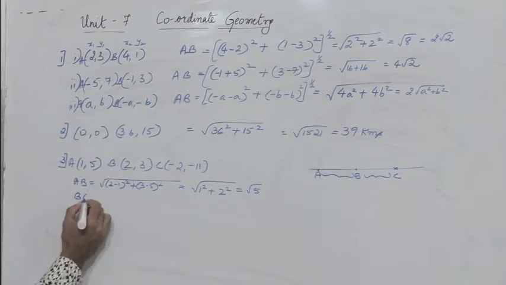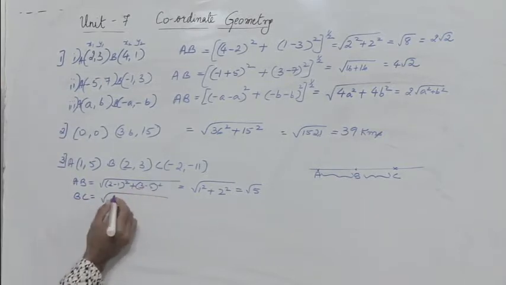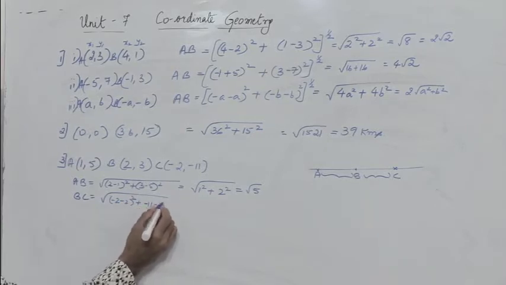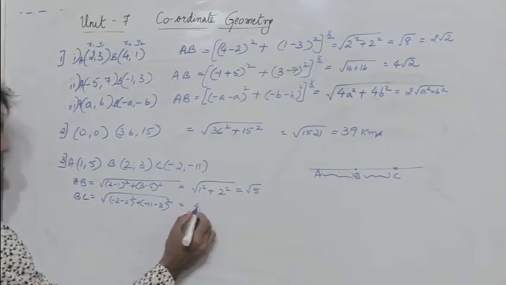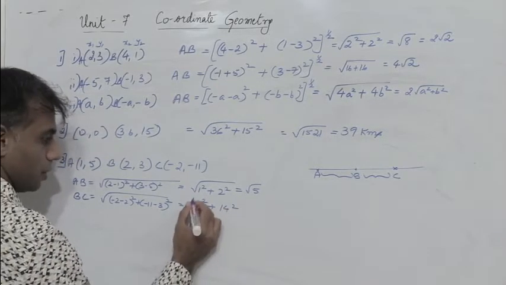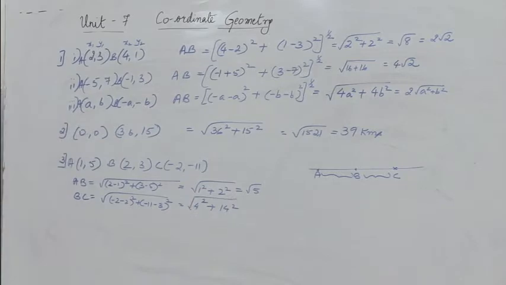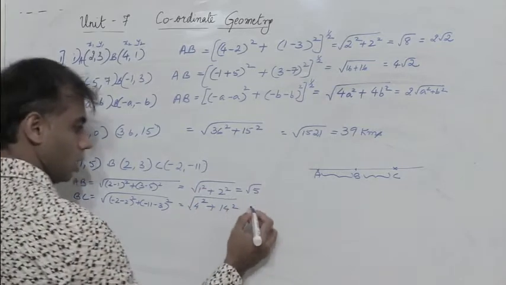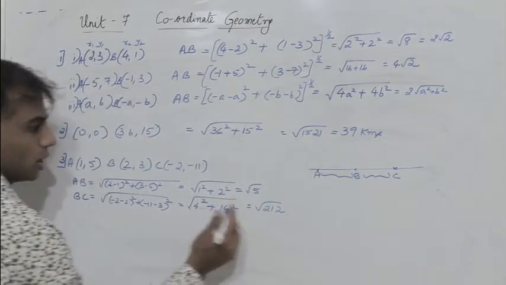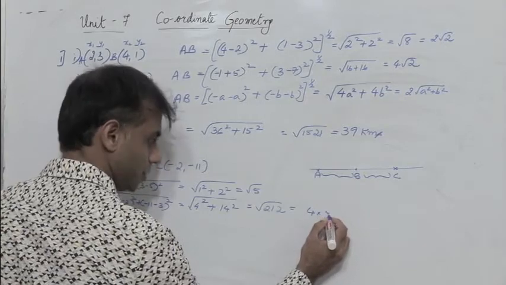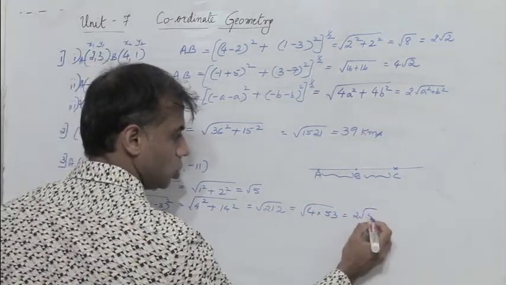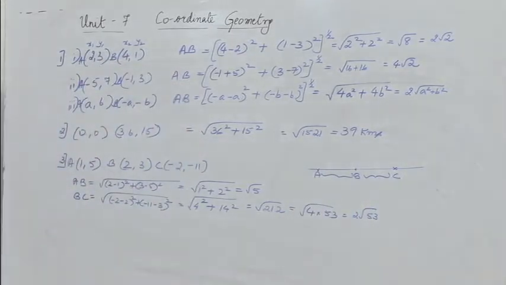Next BC. So we have the square root of (minus 2) the whole square plus (minus 11 minus 3) the whole square. So I get 4 square plus 14 square, which is the square root of 212. So the square root of 212 is nothing but 4 into 53. So I divide it by 2, I can write it as 2 root 53.